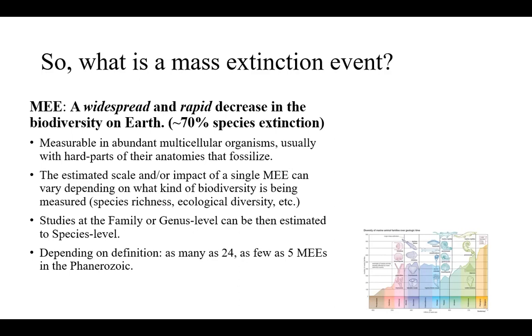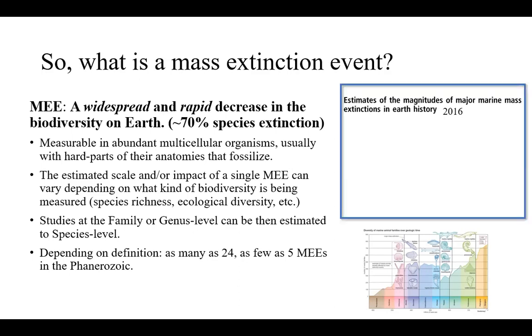This is my favorite thing for you guys to think about. Depending on how liberal you want to be with your definition of a mass extinction event, there's maybe 24 of them in the last 500 million years, or maybe as few as five. And guess what? It's not the OG five that were from the 80s. It's a different five. Four of them are the same. So we are always learning this. This is not textbook done, science over. This is an active field of research that's super cool.